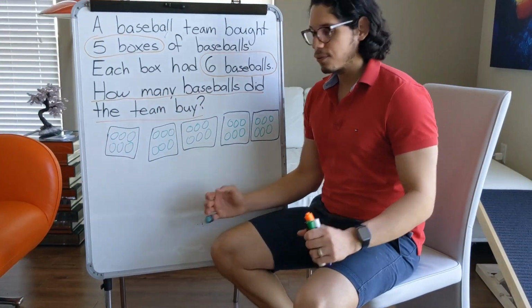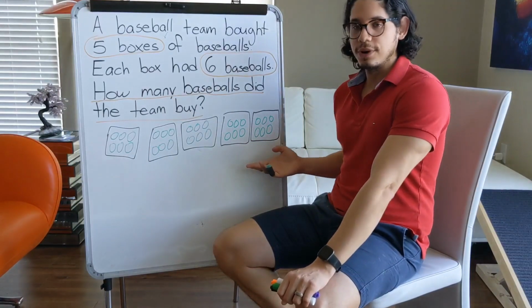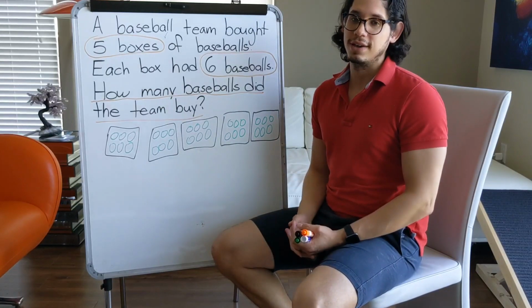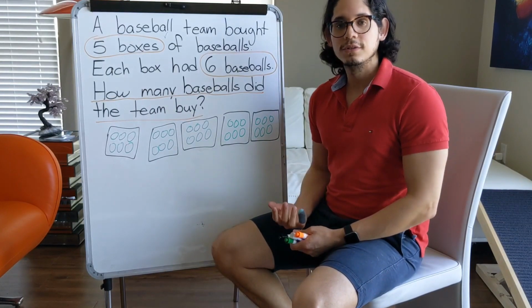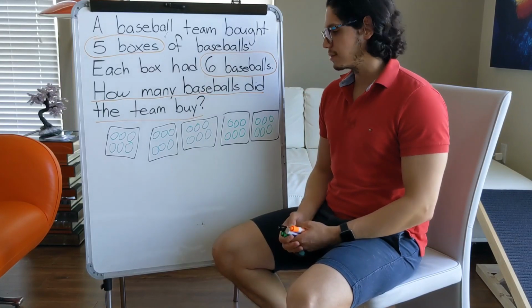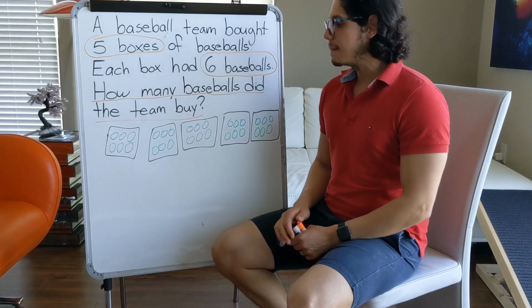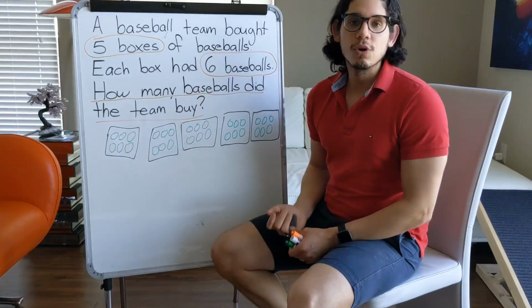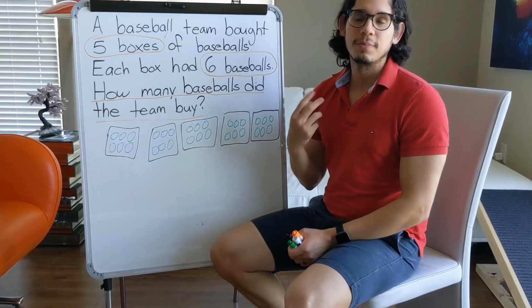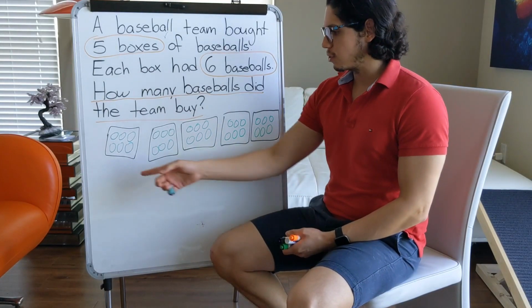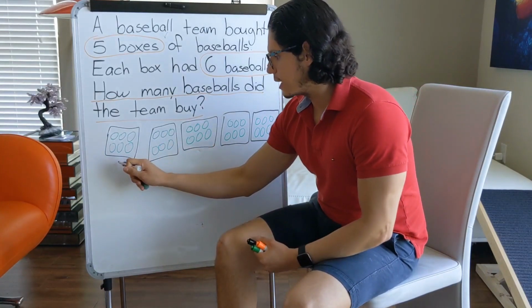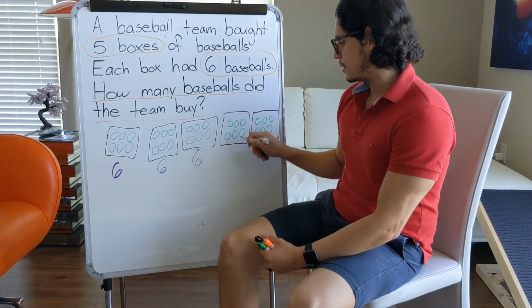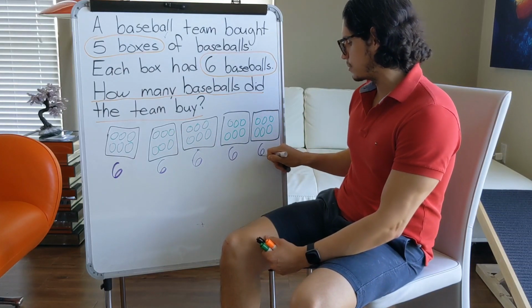Okay, now that we have drawn out our situation here from the problem, I can see that this looks really familiar. Now there are a number of ways that I can solve this problem, but I'm going to be showing you the multiplication way. So I'm going to multiply these numbers because I can see that I have equal groups. Remember that equal groups are one way of representing multiplication problems. So this has 6 right here. So you've got 6, 6, 6, 6, and 6 baseballs here.